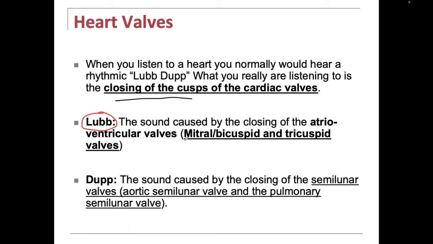The lub is the AV valves closing. What are the AV valves? The AV valves are the atrioventricular valves. It's the bicuspid and the tricuspid. What's the other name for bicuspid? Mitral valve. Why are they called bicuspid and tricuspid? Because upon dissection, the bicuspid has two cusps and the tricuspid has three cusps.